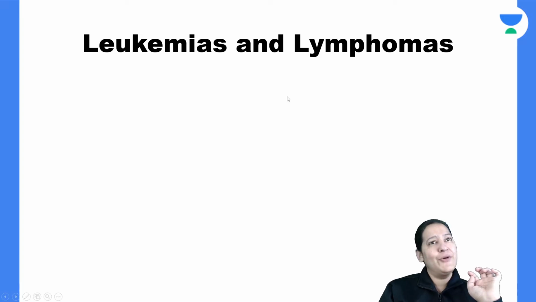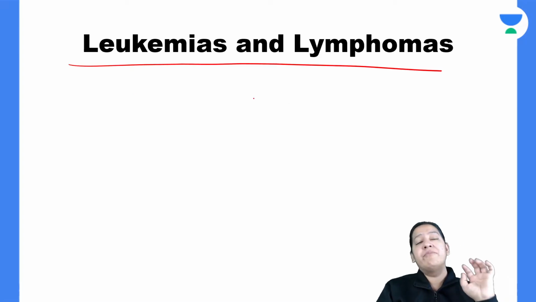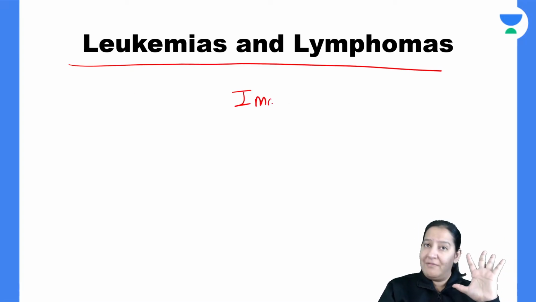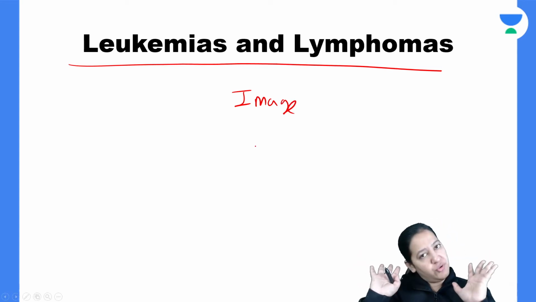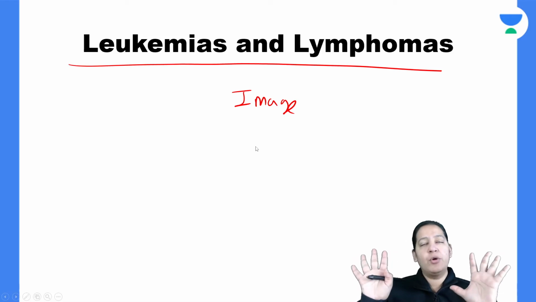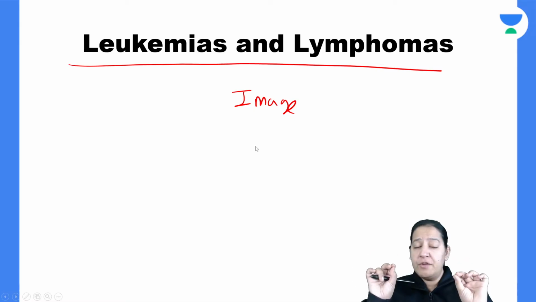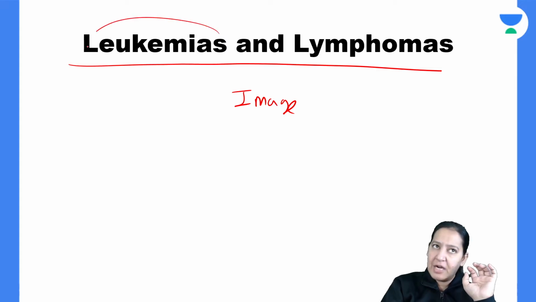So leukemias and lymphomas is the area from which many images will be there and image-based questions can be created. Before coming to the questions, I will show you the MCQ questions also, with the 4 options, image-based. I would like to give you a little bit about the theories of leukemias. Let me start with leukemias first.